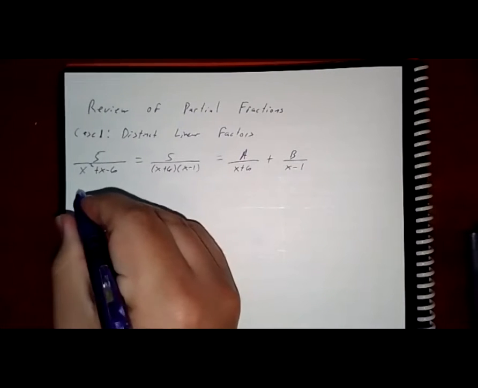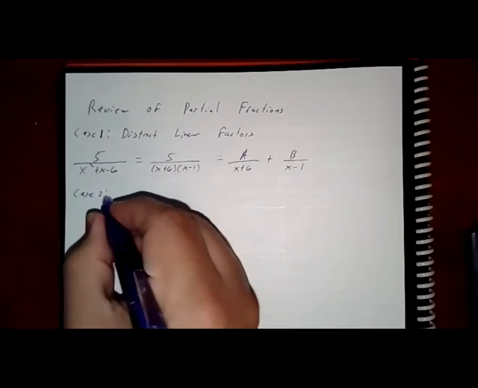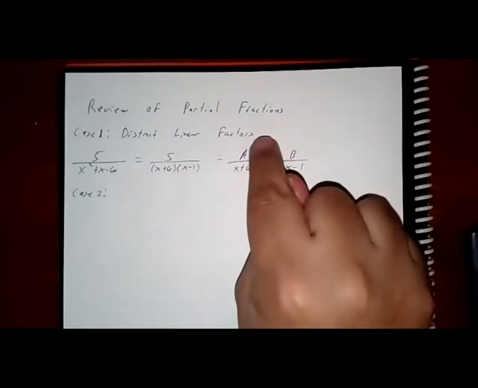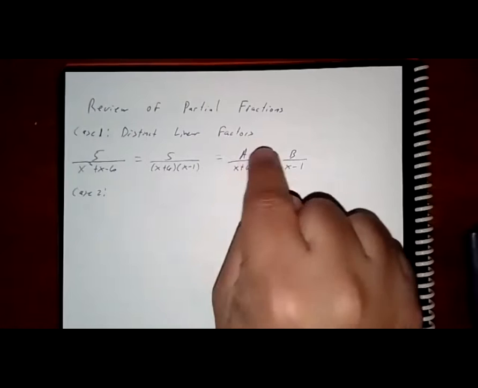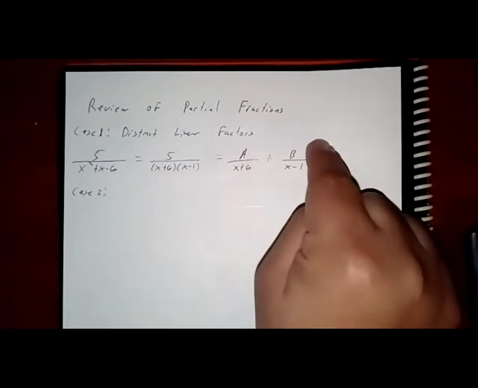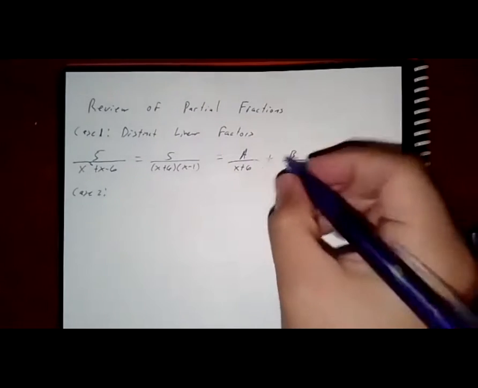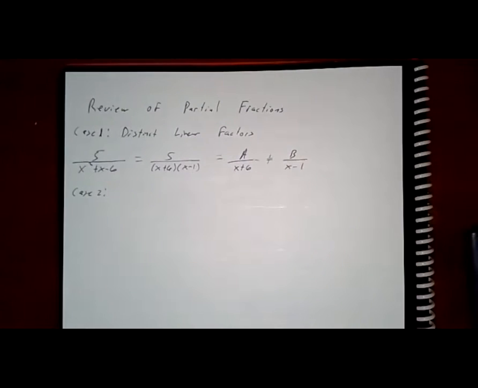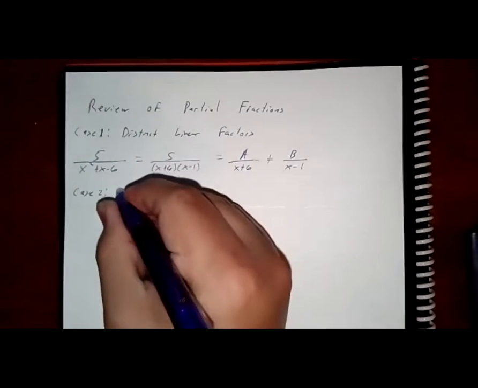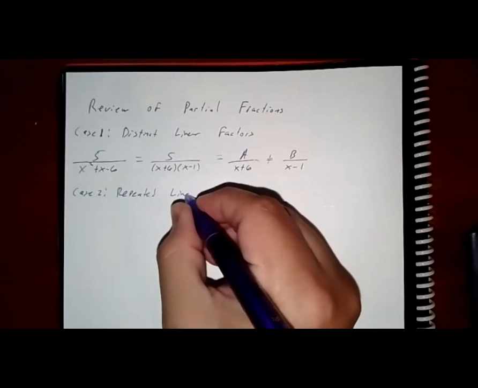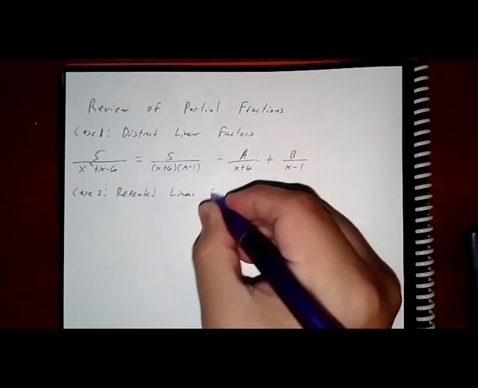Let me just go over the cases because the setup is an important part. So that's how you set it up. Basically you're saying there exists some A over the first one, plus some B over the second one. They exist, and you have to solve for them. Case two, when you have repeated linear factors.